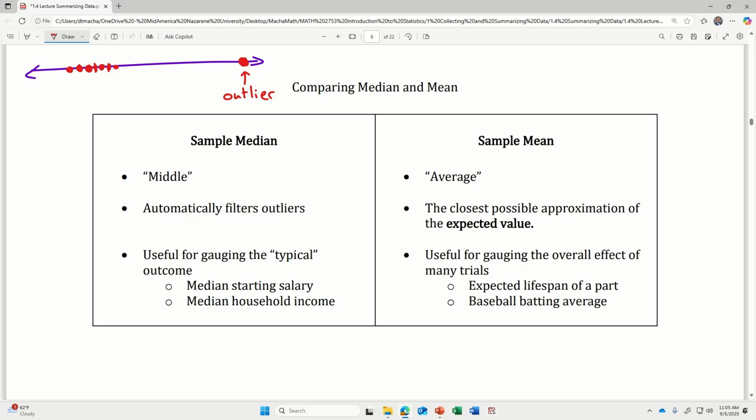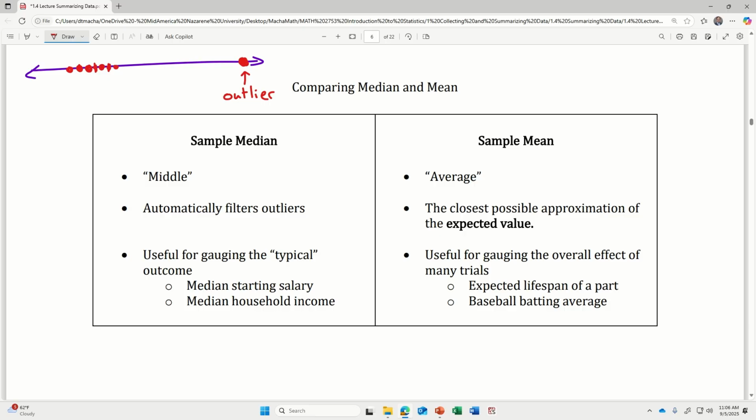Why would I want to use the average? If the median is better because it filters out outliers, one reason you might still want to calculate a sample mean is because mathematically, the sample mean is the closest approximation of the expected value. This is an easy thing to say, but it's actually really difficult to prove, right?